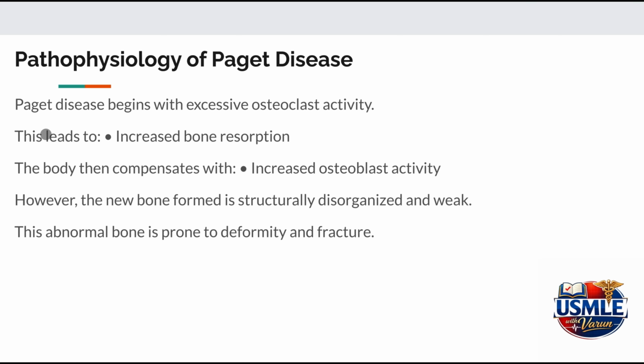In Paget disease, the initial problem is excessive osteoclast activity. This causes rapid breakdown of bone. The body attempts to compensate by increasing osteoblast activity. However, the new bone that forms is disorganized and structurally abnormal. As a result, the bone becomes enlarged, but it's still weaker than normal bone.